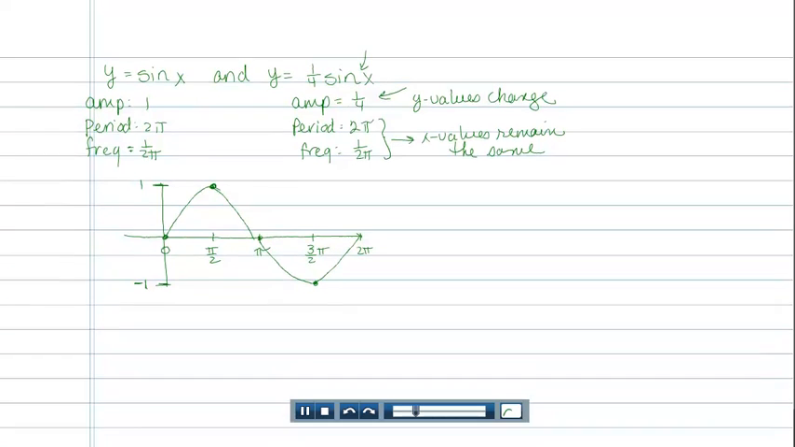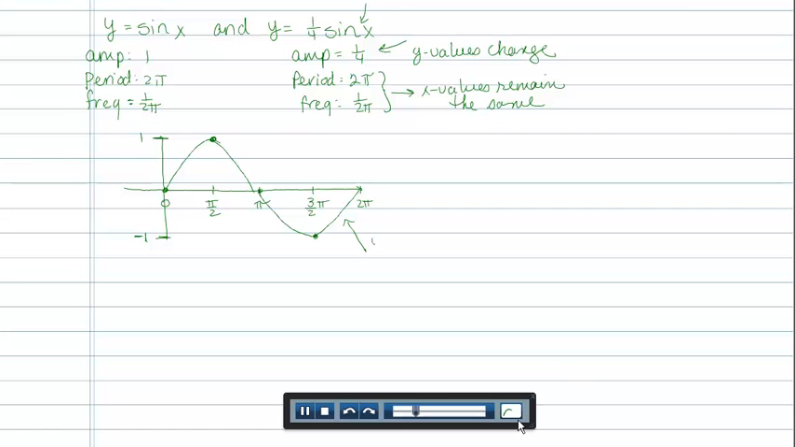Alright, so we have the original y equals sine x. Now we have to plot the other one. The other one has an amplitude of 1/4. It has the same x values. So it's going to cross here, but over here it's only going to go up to 1/4. Then it's going to intercept, and then it's only going to go as low as -1/4. And then over here. So let me go ahead and dash this, and there you have it. y equals 1/4 sine x.